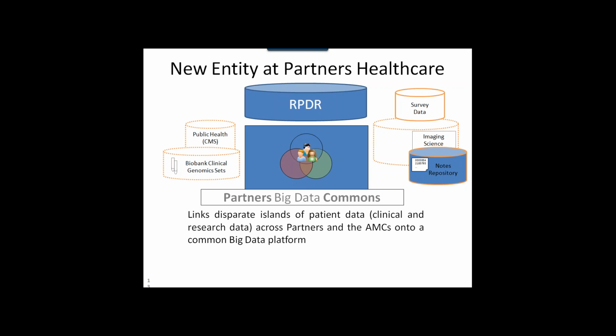What this new entity will do is help link disparate islands of patient data, including both clinical and research data, across partners in our academic centers onto a common big data platform. So there'll be some public health data from the Center for Medicare and Medicaid Services, biobank clinical genomics data sets, survey data, PROMs data, and other types of data that we'll be able to link with this.